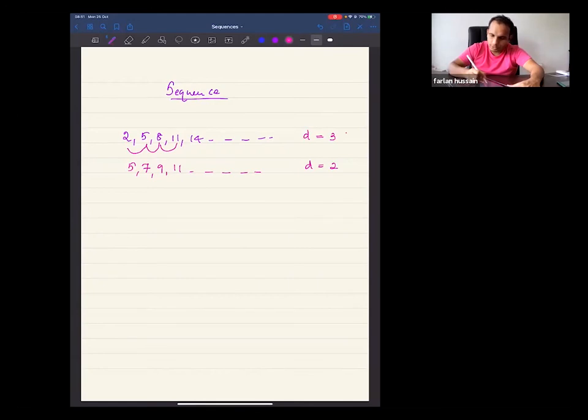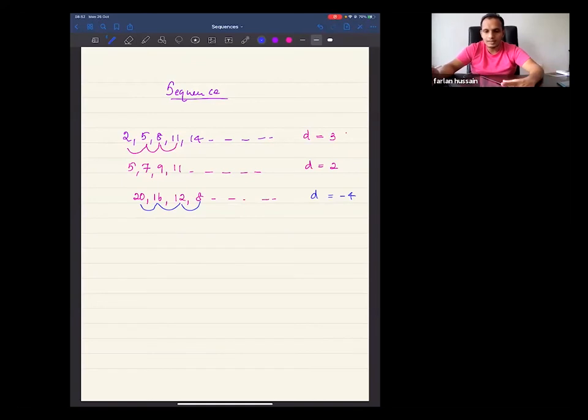Maybe something like 20, 16, 12, 8, and so on. Here also there is a pattern, but here, look at this, each number is reducing by 4 to be the next. 20 minus 4 is 16. That minus 4 is 12. That minus 4 is 8, and so on. So here the common difference is minus 4. So how do you find that common difference? A particular term minus the previous term gives you the common difference.